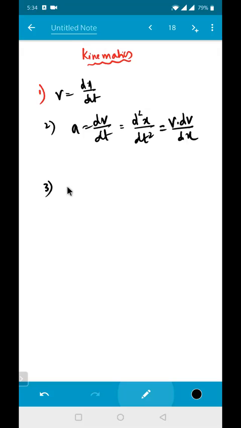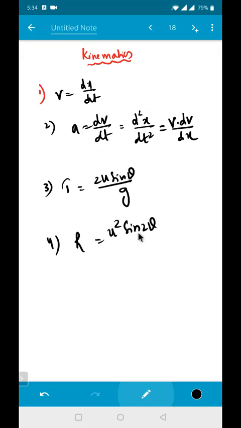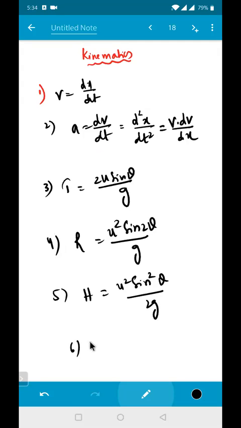If I'm going for the projectiles, the time of flight formula is T equals 2u sine theta divided by g. And the next one is the range formula, R equals u square sine 2 theta divided by g. And the maximum height reached formula, H equals how much for me? u square into sine square theta by 2g. The sixth one is the equation of trajectory. I hope everyone remembers this one. y equals x into tan theta minus g into x square by 2 into u square, and this one will be secant theta, secant square theta, sorry.